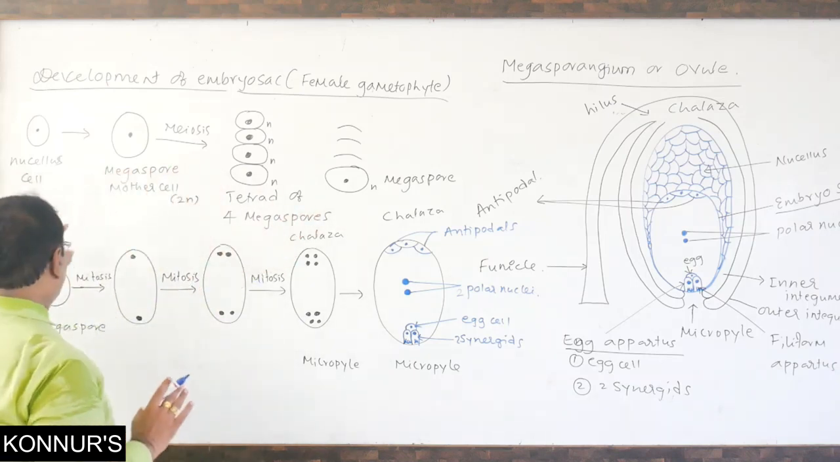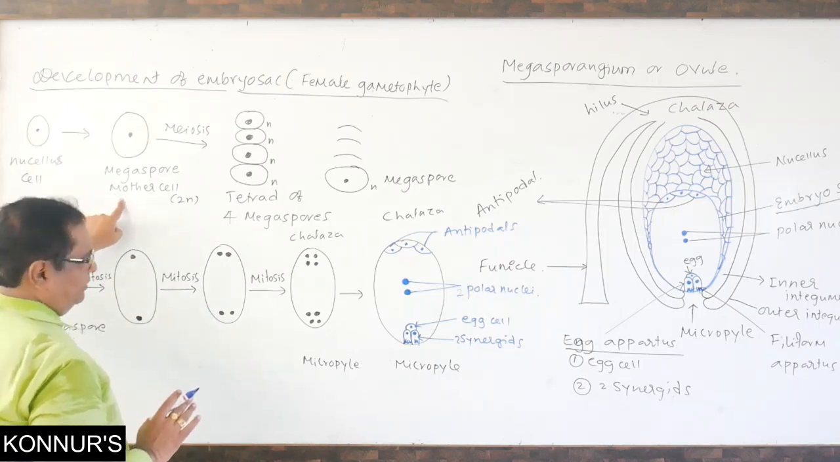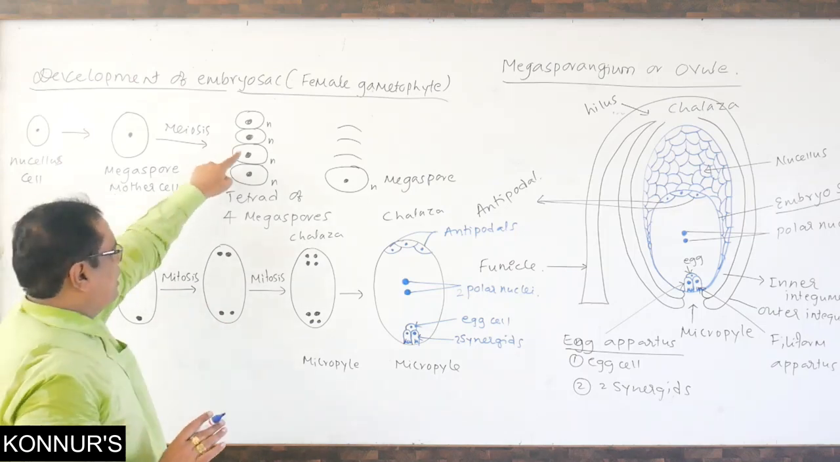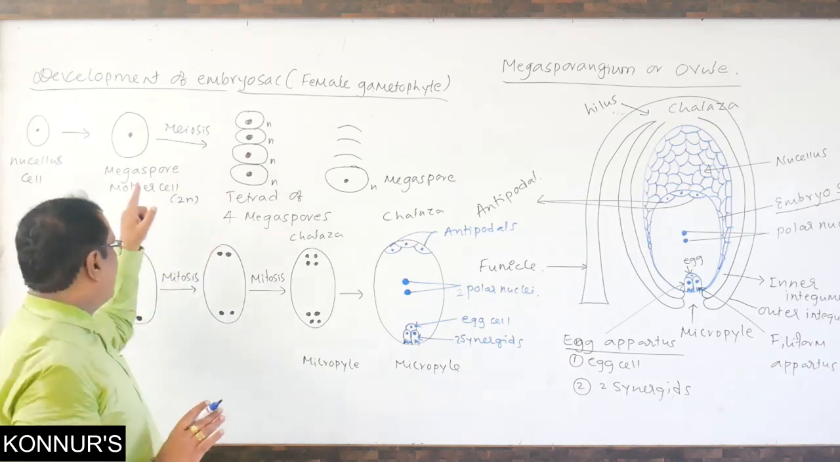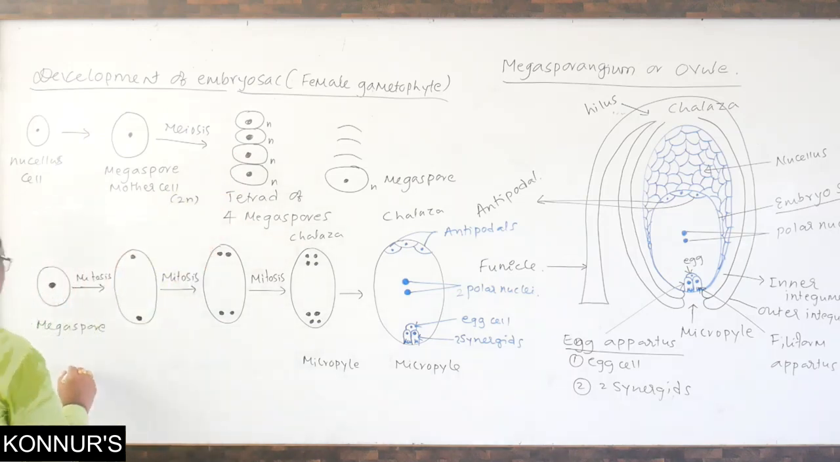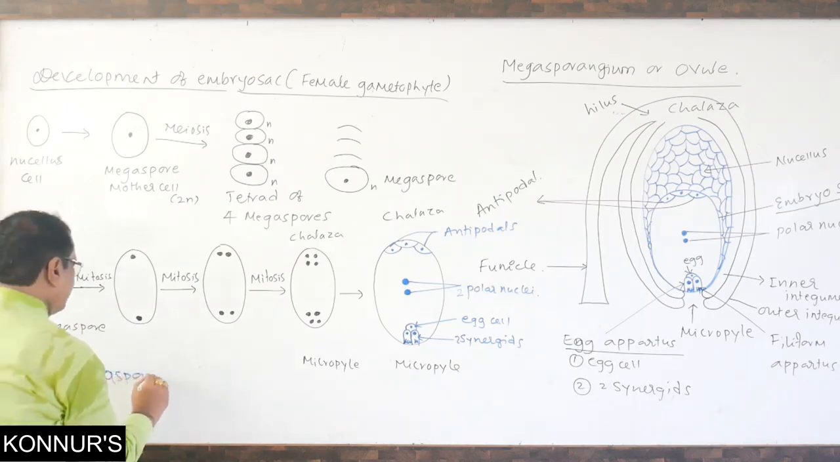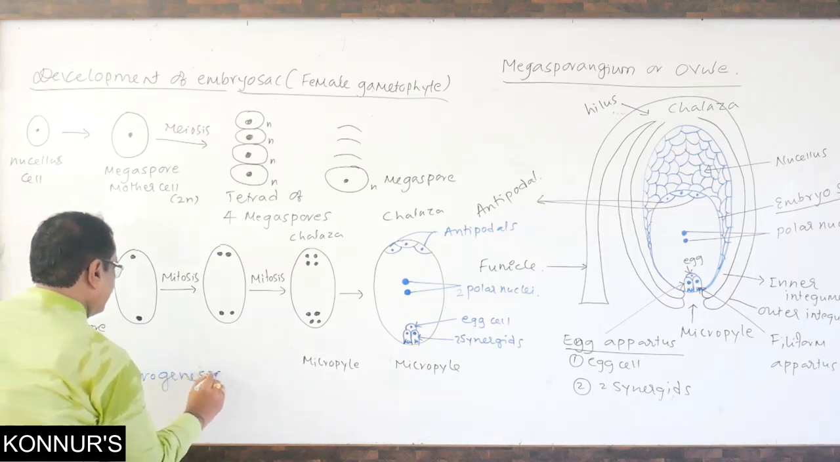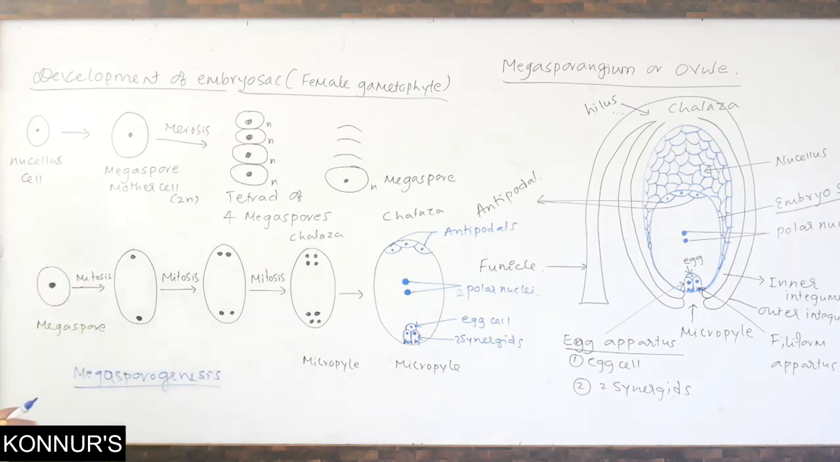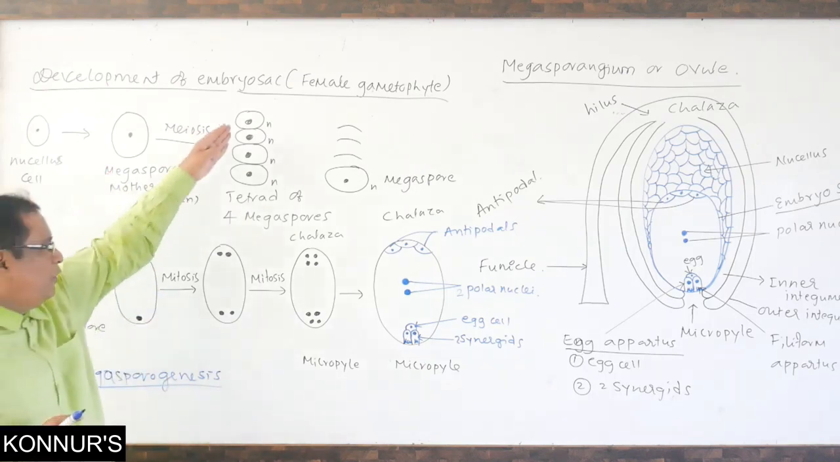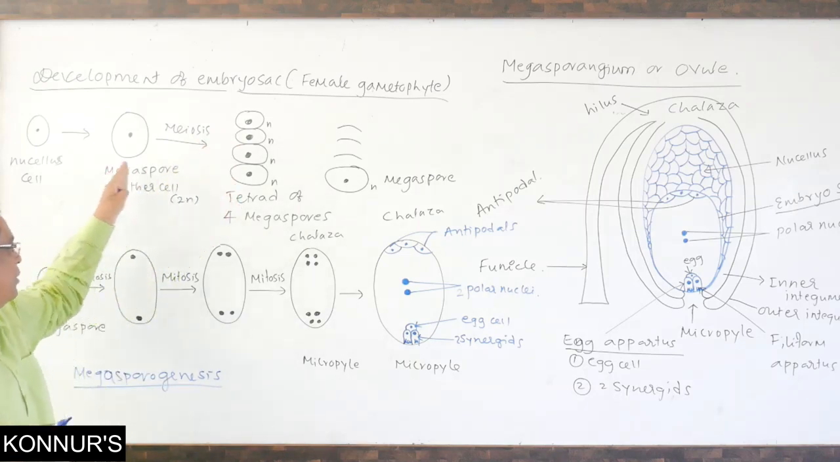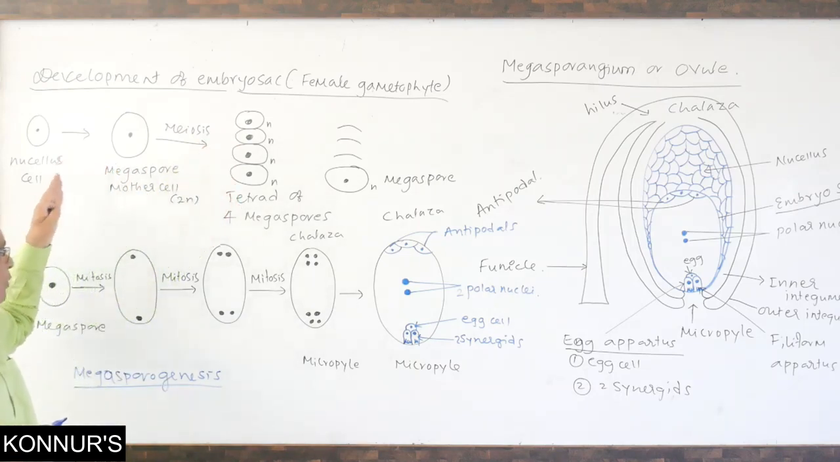And here, from a megaspore mother cell, 4 megaspores are formed by meiosis. That is said to be megasporogenesis. Formation of haploid megaspores from diploid megaspore mother cell by meiosis is named as megasporogenesis.